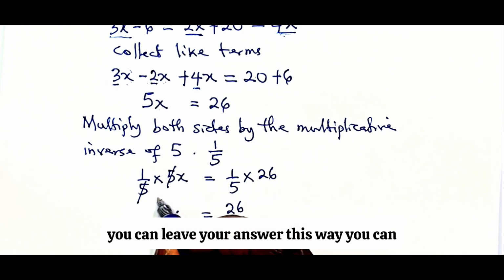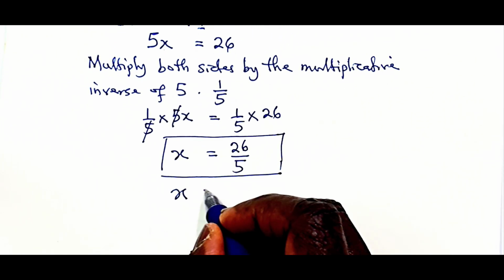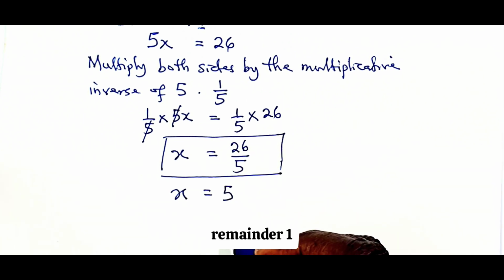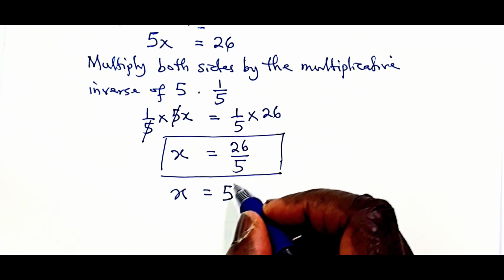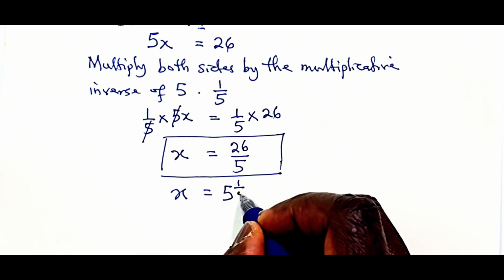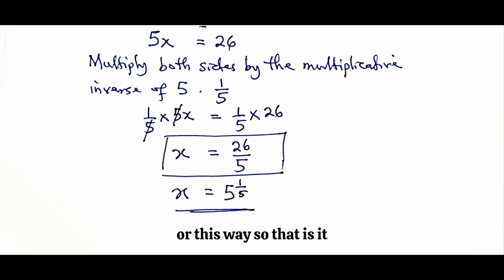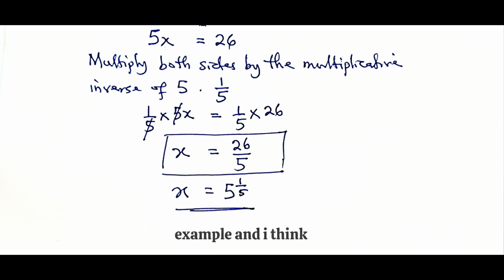You can leave your answer this way. You can also go as saying x equals, 5 in 26 gives 5, remainder 1, because 5 times 5 is 25. So we have 5 and 1 over 5. You can leave your answer in this way or this way. So that is another example, a very complex example.